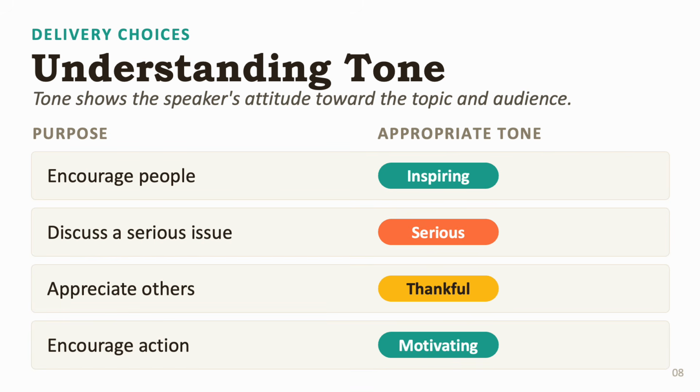Tone refers to the speaker's attitude or feeling towards the topic and the audience. The tone depends on the purpose of the speech. For example, if we want to encourage people, we use an inspiring tone. If we want to discuss a serious problem, we use a serious tone. If we appreciate people's efforts, we use a thankful tone. Choosing the correct tone helps the audience understand our message better.